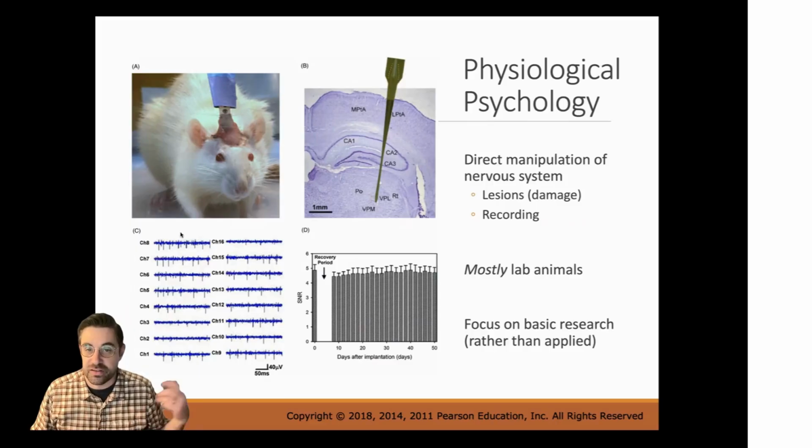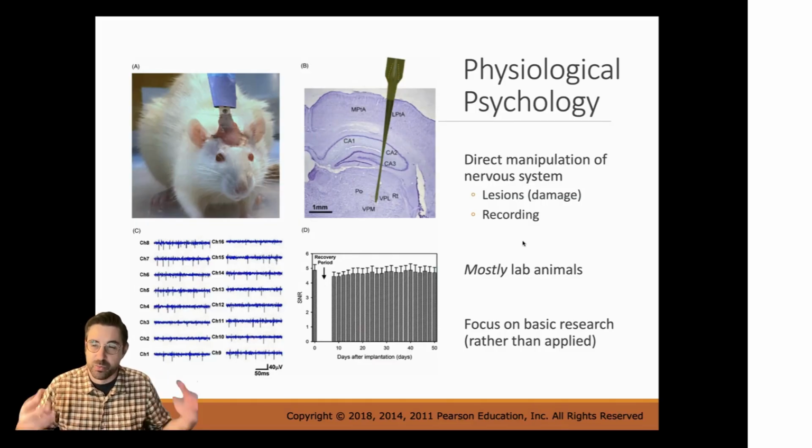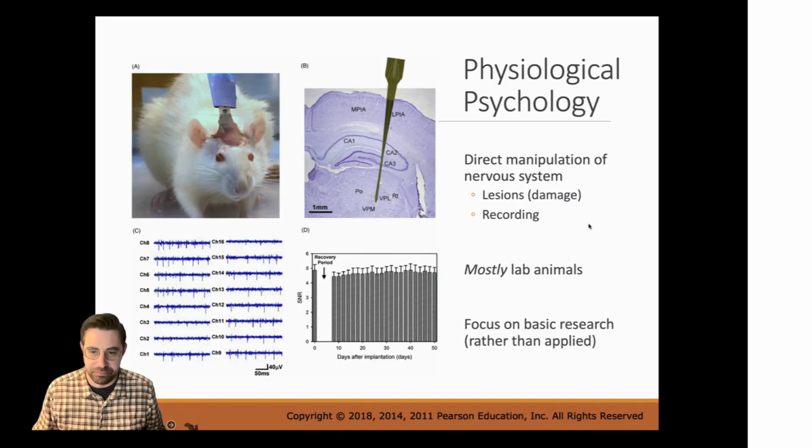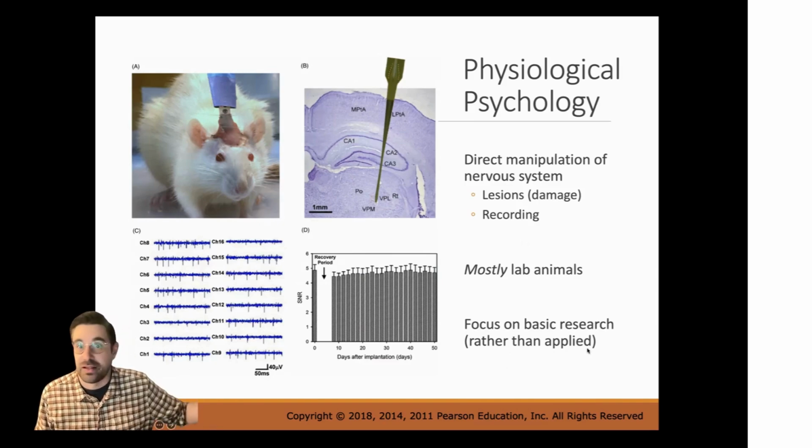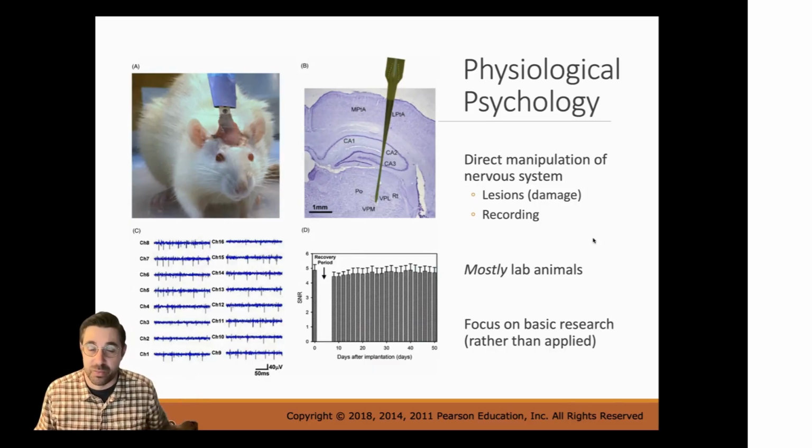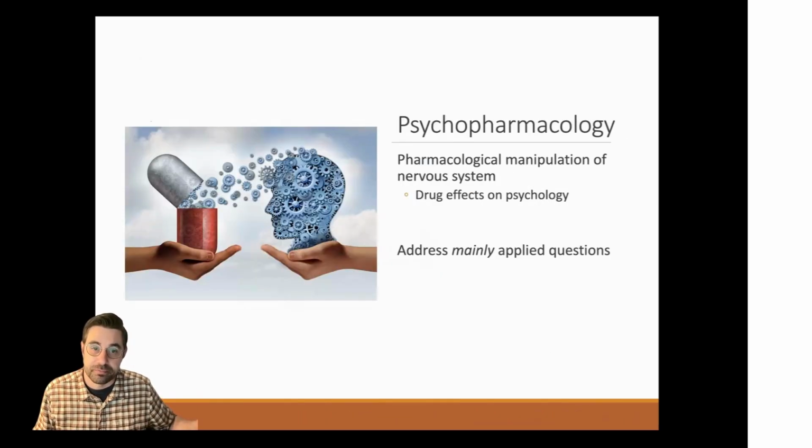So we'll get graphs that look like this. We'll have devices that drop down into the brain like this, and graphs that look like this, where we're really measuring the function of the brain. Typically, this is what we call basic research. We want to know how the brain functions under different scenarios. We're not necessarily trying to apply this to solve some problem. Okay, so this is physiological psychology.